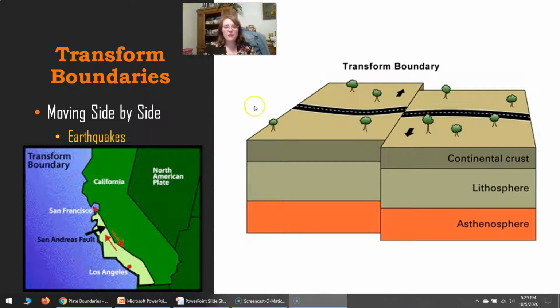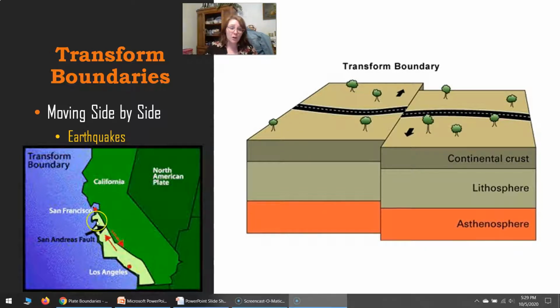Okay, transform boundaries. These are the most boring ones to me. I mean, they're kind of funny sometimes. Like you'll see a fence, maybe somewhere in California, where the fence or the road has been split into two parts. And that's literally because they're moving side by side from each other. So you have one crest that's going this direction, one that's going another direction. And when that happens, you get earthquakes. Sometimes a little bit of volcanic activity pops up, but it's not nearly as common. Earthquakes are really what we get there.